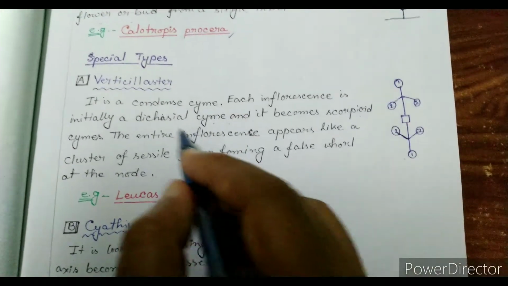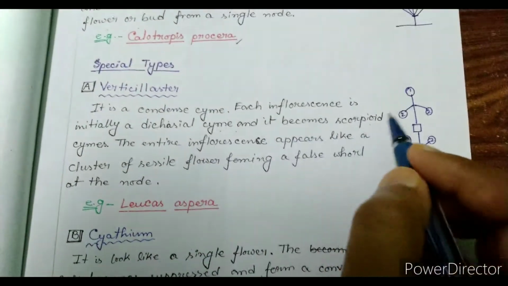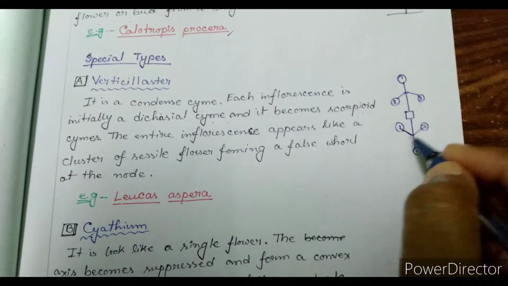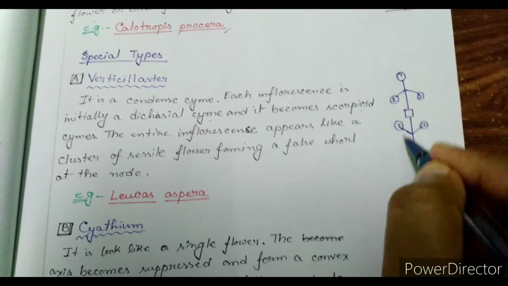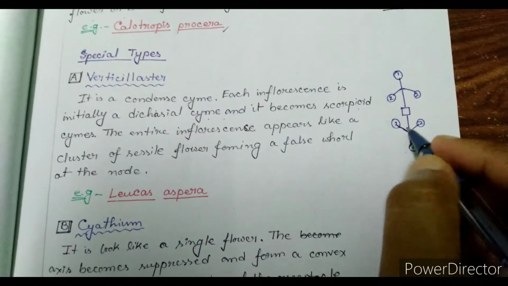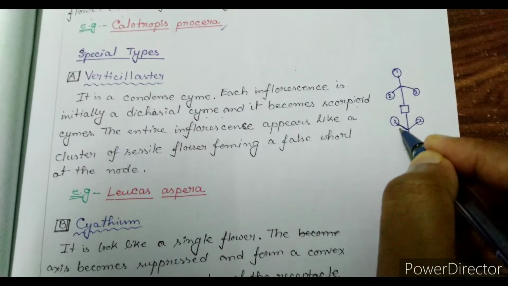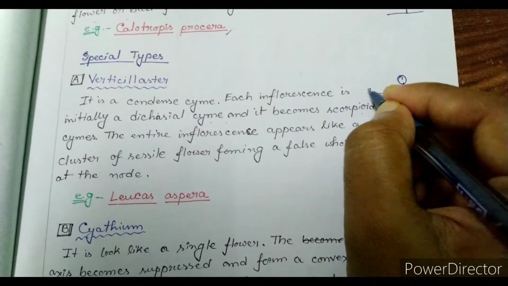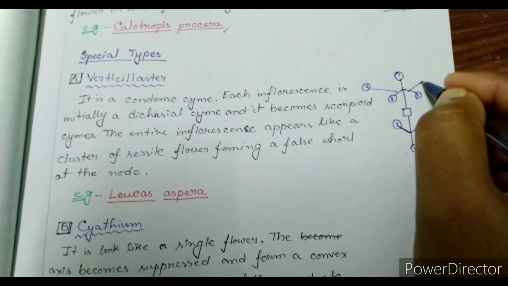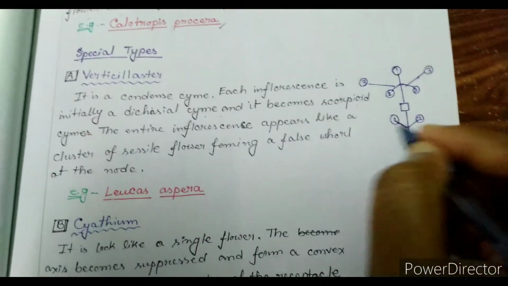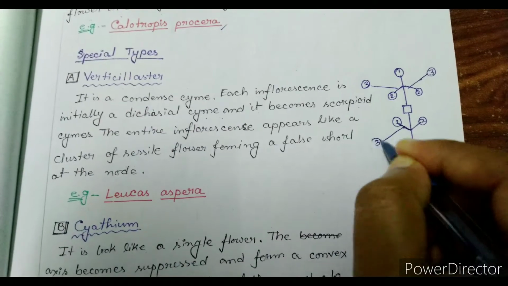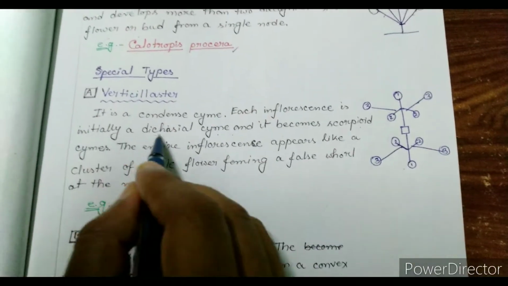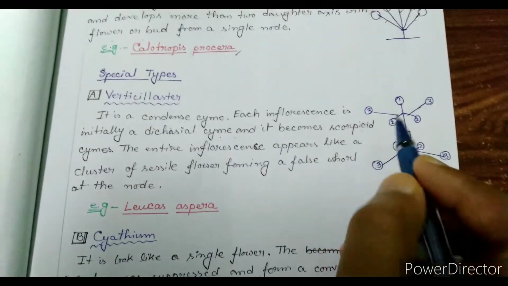Next it becomes scorpioid cyme. In the case of scorpioid, a single daughter axis arises from the mother axis. This is number 3, a single daughter axis. First it is initially dichasial, but later it becomes scorpioid.